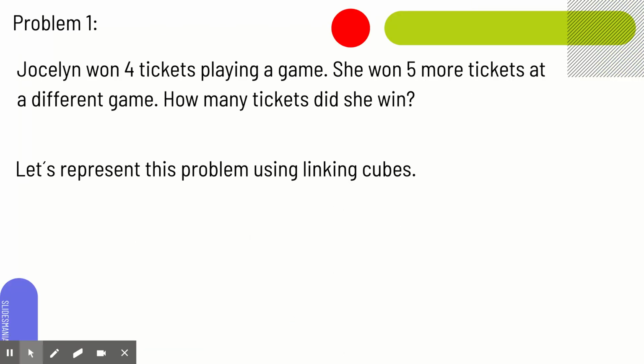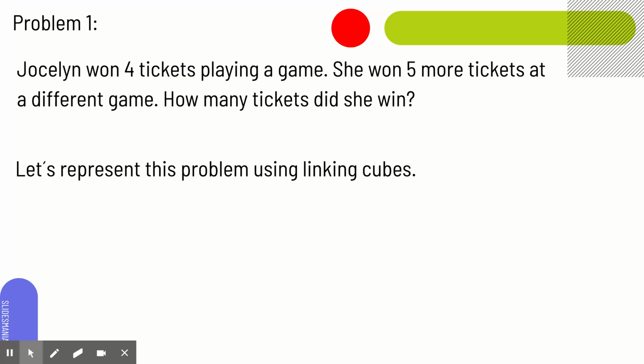So Miss S is going to read out some problems, and I'm going to show you how to solve these problems by using our doubles plus 1 strategy. Problem 1. Jocelyn won 4 tickets playing a game. She won 5 more tickets at a different game. How many tickets did she win?